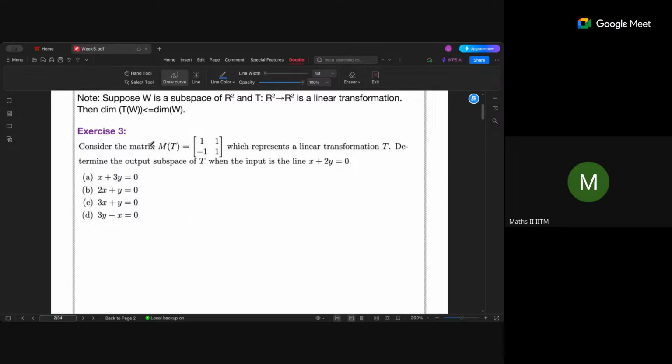Okay. Consider the matrix M of T, 1 minus 1, 1 1, which represents a linear transformation T. Determine the output subspace of T when the input is the line x plus 2y equal to 0.